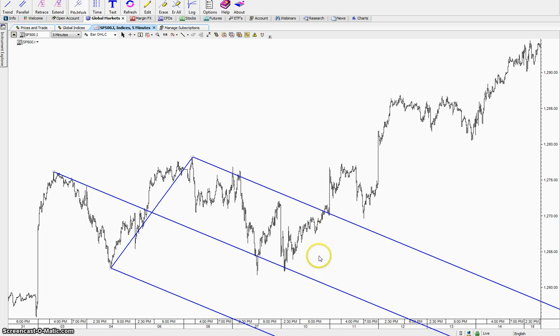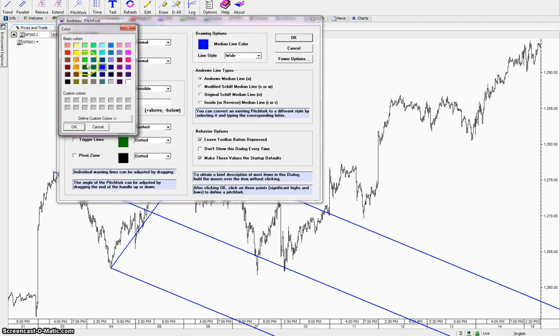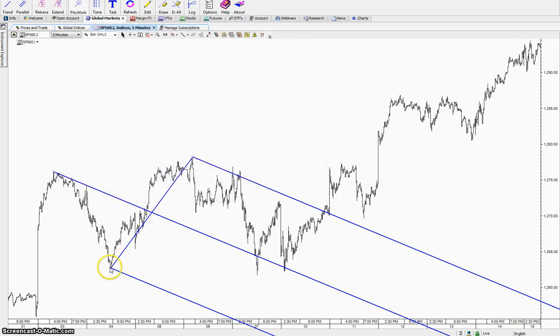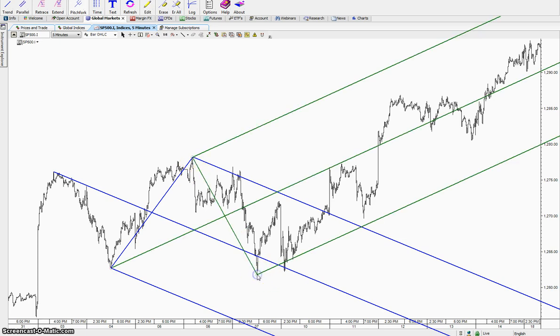The normal thing that we do here is just say, rightio, she's broken out, so we need another pitchfork. So I get a nice green one. Just a standard pitchfork, selectable from that panel. Take the low, the high, and at this low here, that's the last low, but this is the lowest low, so that's the one I picked.